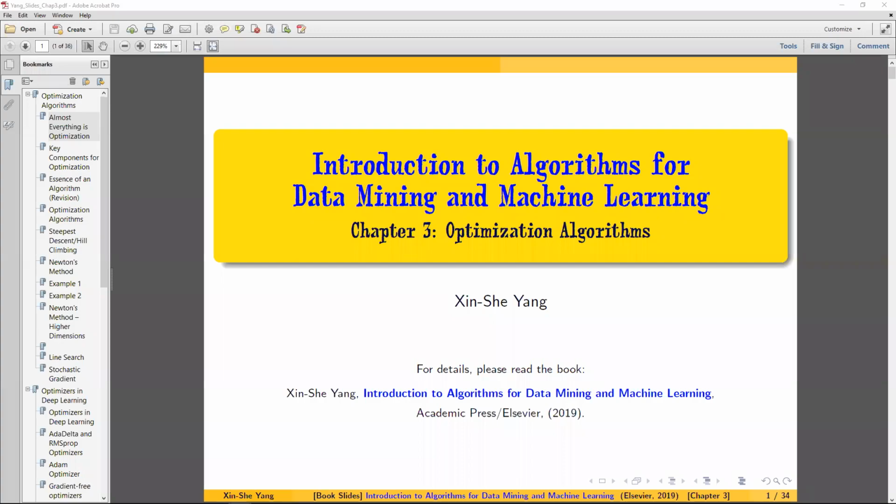Let's continue with our discussion on introduction to algorithms for data mining and machine learning. So far, we studied introduction to optimization and mathematical methods foundations. And then in this chapter, we are ready to do a deeper dive on the optimization algorithms.